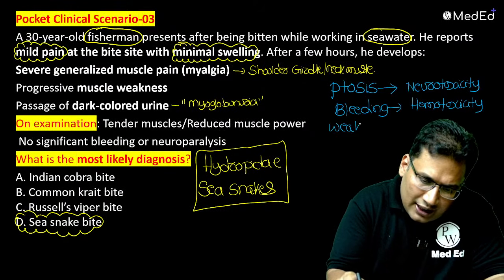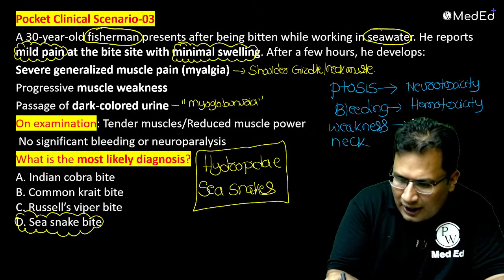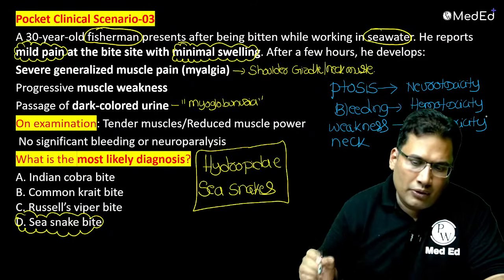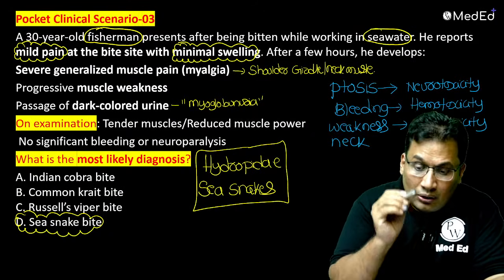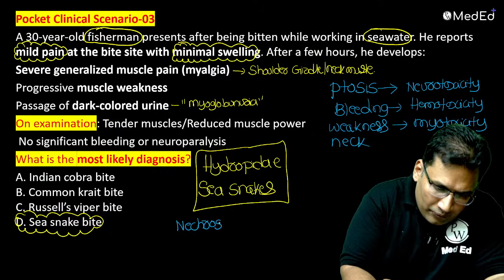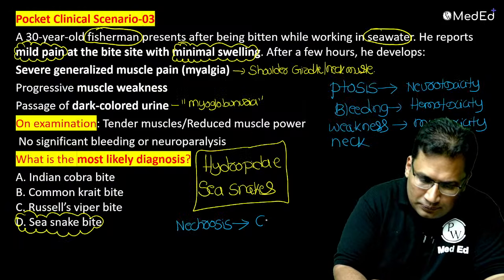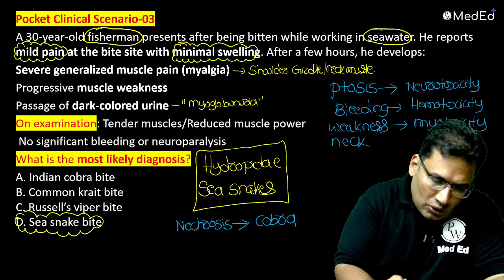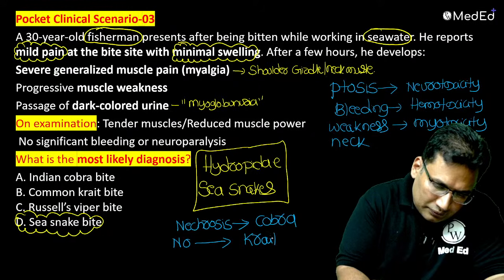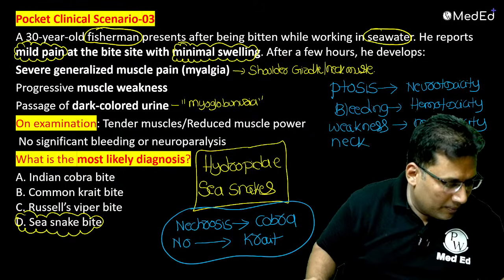Weakness of the muscle, especially the muscle of the neck, then it is myotoxicity. Okay. Now local symptoms: if local necrosis is there, then it is common cobra. No necrosis, then it is common krait. So all these are important keywords. Okay?